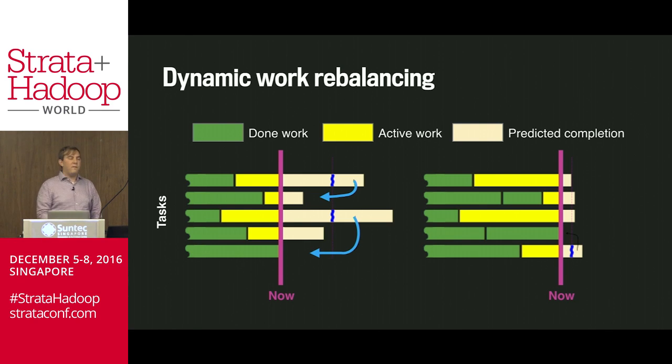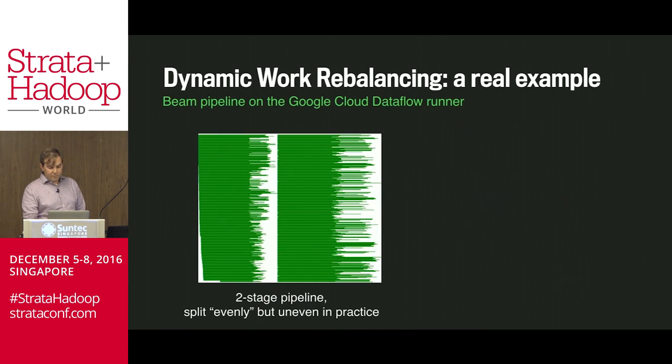And then sometime later, we find out, well, our estimates weren't perfect, right? The fraction is not moving exactly as I expected because sources are not uniform. But I, again, can figure out, hey, I have a straggler. I have an idle worker. Let's split some work off. Let's rebalance it. And this is an example of a real pipeline running on the Cloud Dataflow Runner.